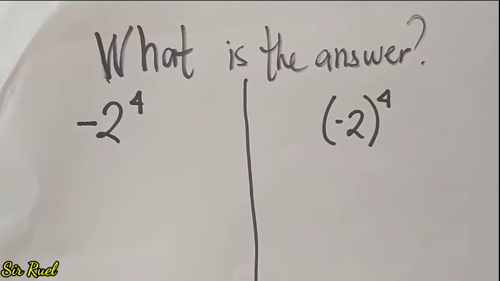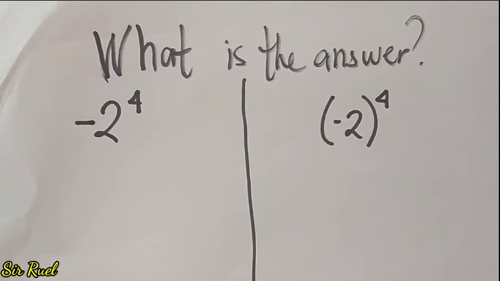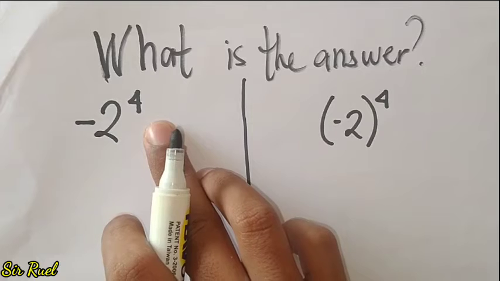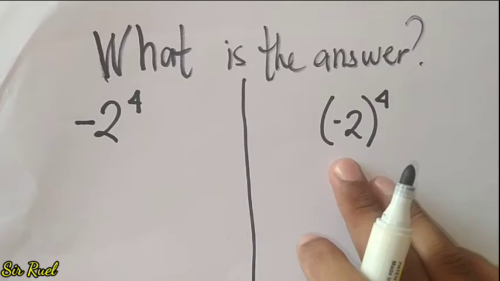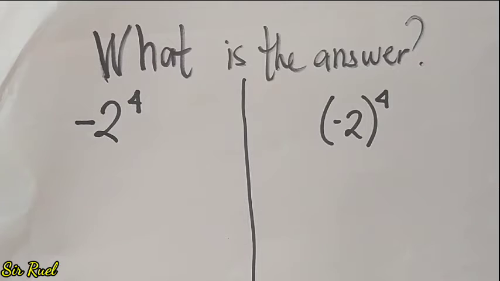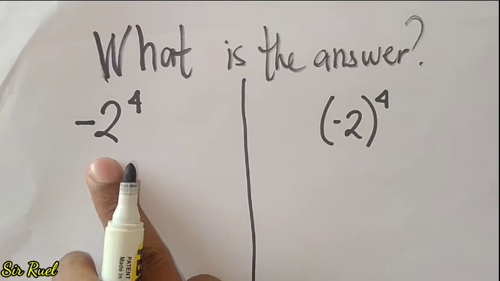Okay, so good day. We have here a little problem about exponents, right? So first we have negative 2 raised to 4, and also we have the quantity of negative 2 raised to 4. Okay, so what should be the answer? Is it positive or negative? So let's try solving this, right?